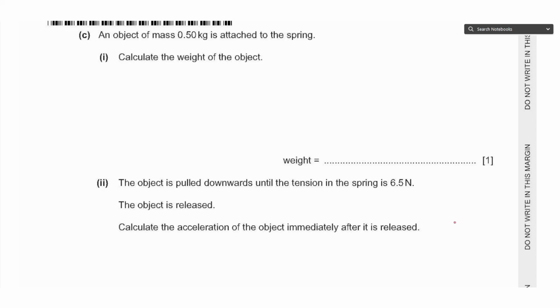Part C says an object of mass 0.50 kilogram is attached to the spring. Calculate the weight of the object. We can use W equals mg. The weight is equal to 0.50 multiplied by 9.8, which is the gravitational field strength. That gives an answer of 4.9 newtons.